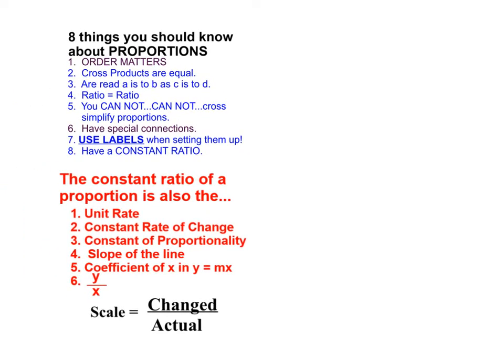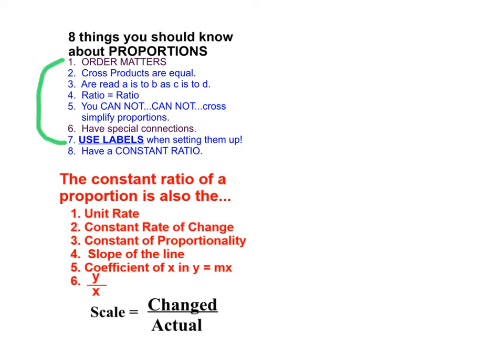All right, I'm going to go through these real quickly. Number 1, order matters. Oh my goodness, order matters. If I say cats to dogs, the ratio needs to be cats, then dogs. And that goes down with number 7. So I'm going to skip down to number 7. Number 1 goes with number 7.